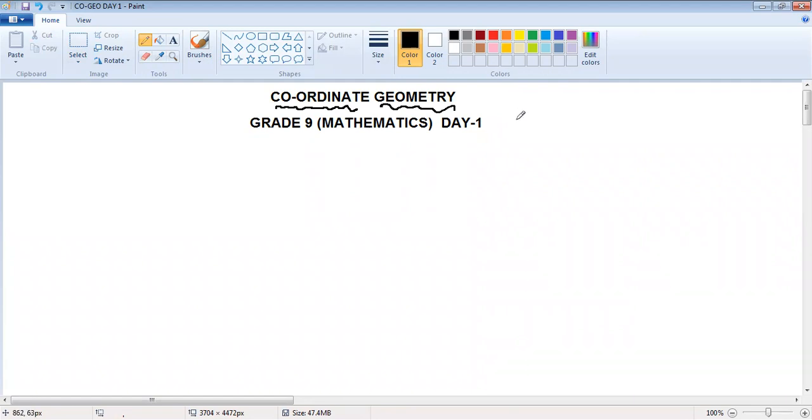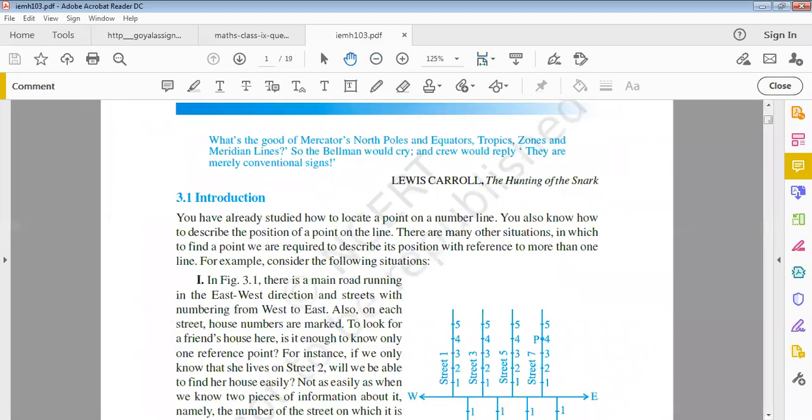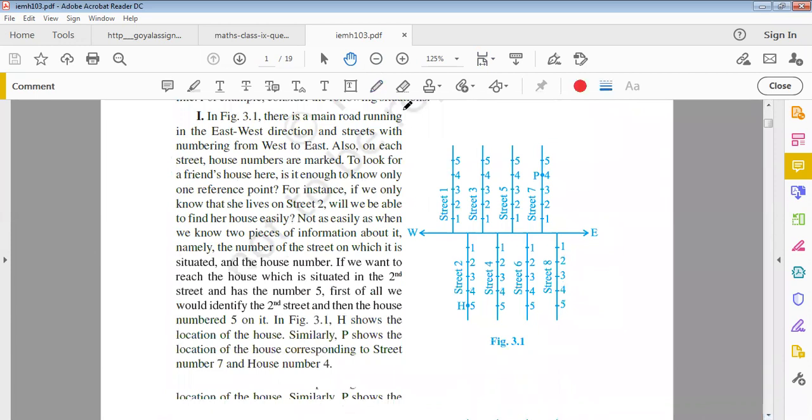First of all, we need to know. See, there are certain beautiful examples I have given in your textbook. What is that, you know? Here, this is a street plan. Suppose a friend or you want to give some idea about where your house is. Let us assume that this is a main road, EW, and these are all the side roads, and these are all parallel roads.